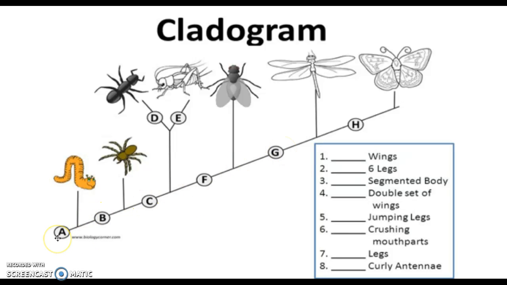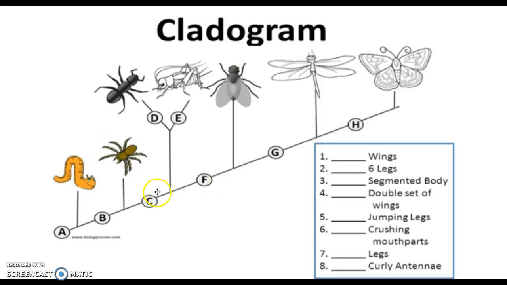And each letter would be a new trait, what we call a derived characteristic or derived trait that is new for that particular group. So what we're going to do is walk through and say which letter each of these traits would be. So the very first, if we look here, wings, we want to look to where wings evolved or showed up on our cladogram. So we can see here these guys don't have wings, but then the fly, the dragonfly, and the butterfly do. So letter F would be where the wings showed up.